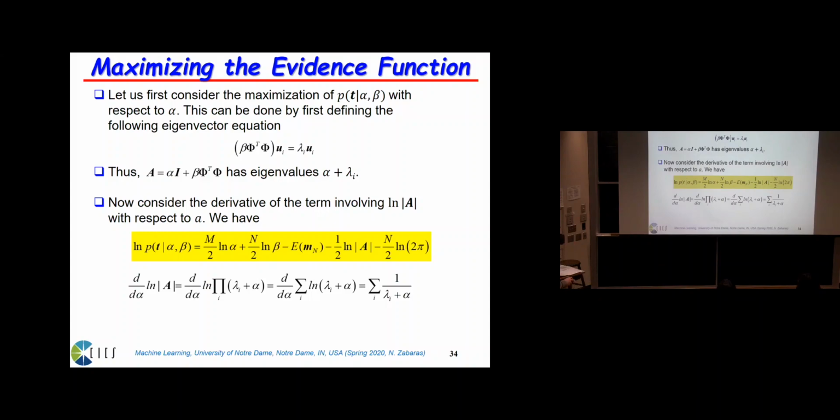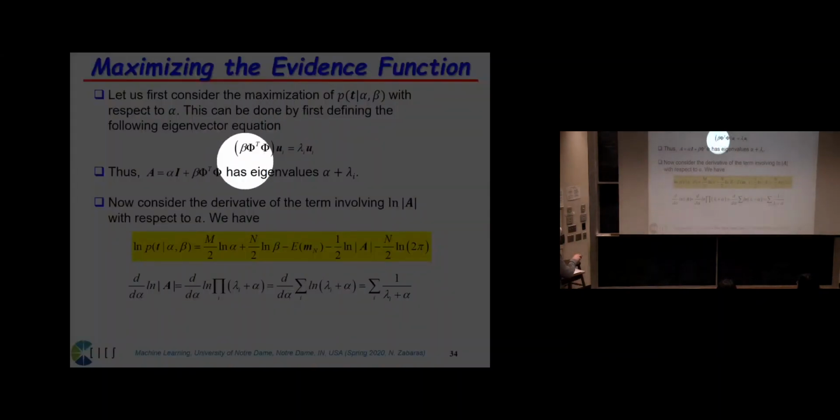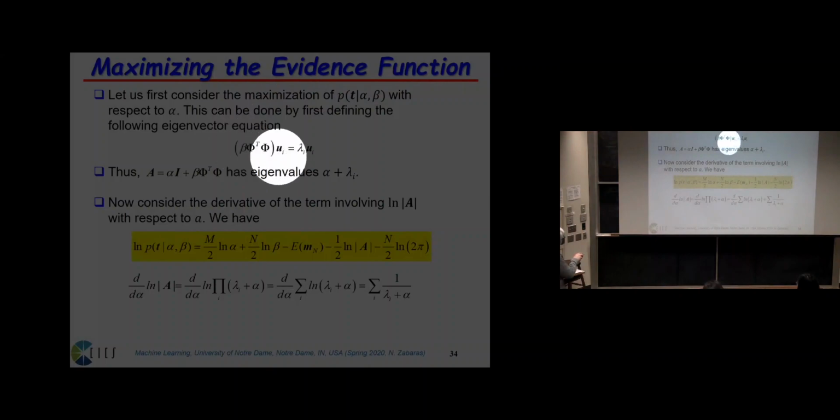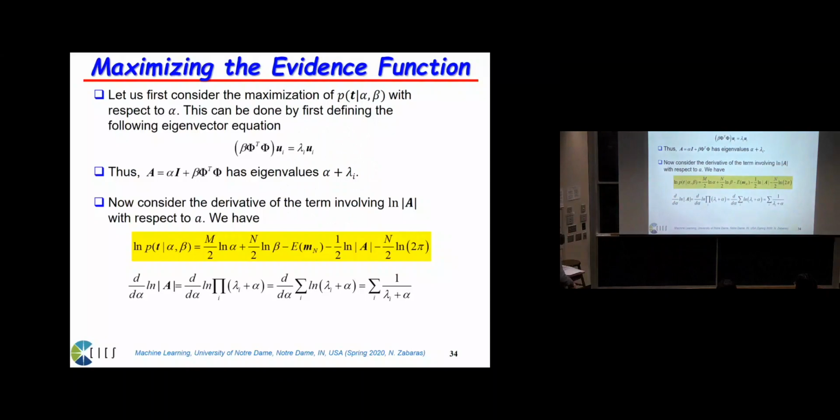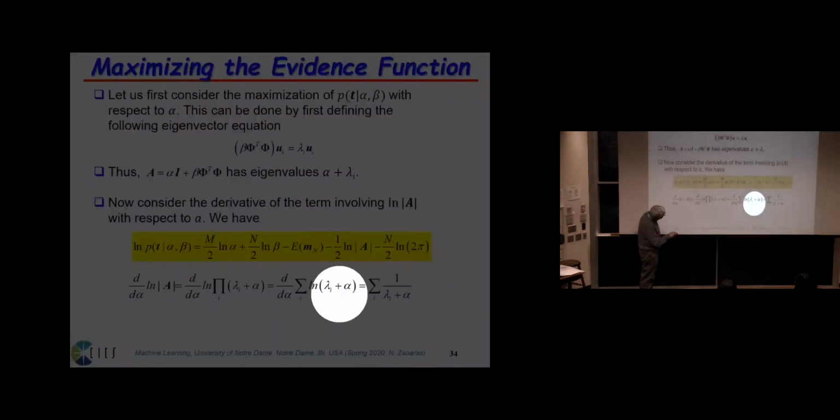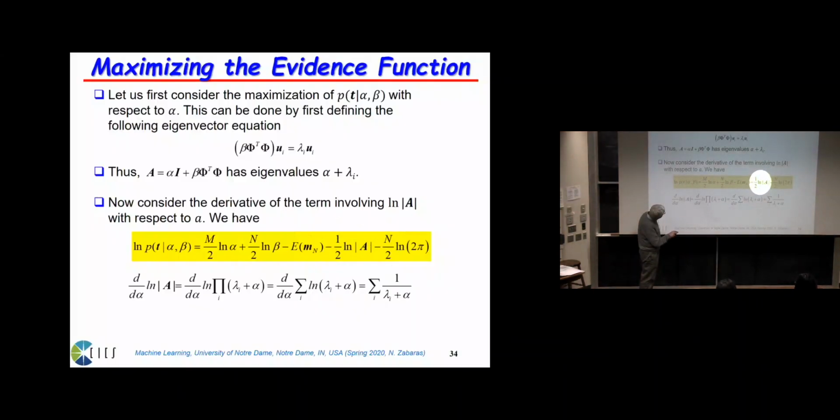So if beta phi transpose phi has eigenvalues lambda and eigenvectors u, and you shift this matrix by alpha times I, then the eigenvalues shift to alpha plus lambda i. So the Hessian matrix A has eigenvalues alpha plus lambda i. Let's start taking derivatives with respect to alpha. I'm going to do them fast, and I trust that you're going to go home and read the notes. I'm going to start with a difficult term, the log of the determinant of A.